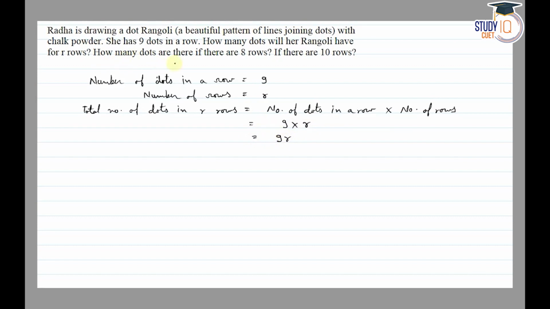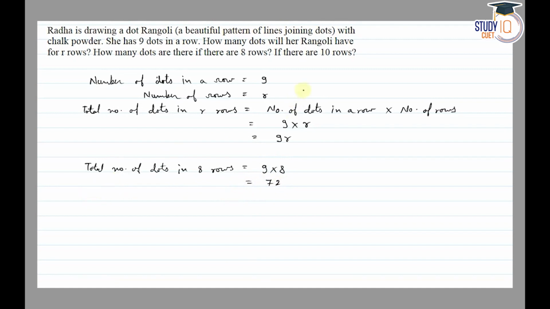Next, how many dots are there if there are 8 rows? So ये हो जाएगा total number of dots in 8 rows. So हो जाएगा number of dots in a row 9 into number of rows 8. 9 8s are 72.